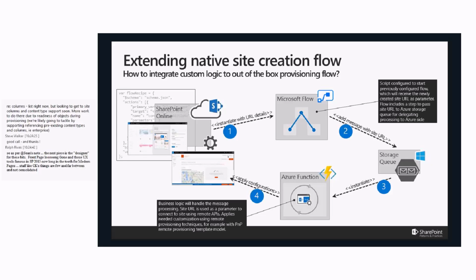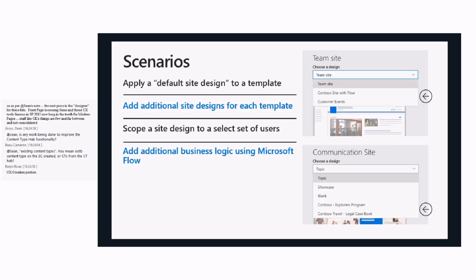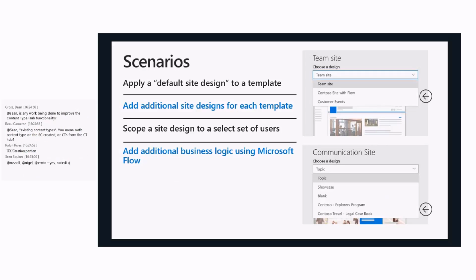All right, so let's summarize and then we can jump into the demo. You can apply a default site design to a template. The default part is important here because those site designs are always running regardless of how the actual site is created. Whether it's via the SharePoint site or from a different site, the site design will run if it's a default one. Obviously, each template can have multiple site designs. You see here in the screenshot on the right side that for the Team site, there are 2 additional site designs, Composer Site Flow and Customer Events, and you can have multiple.